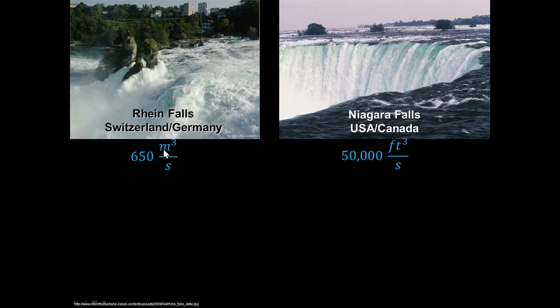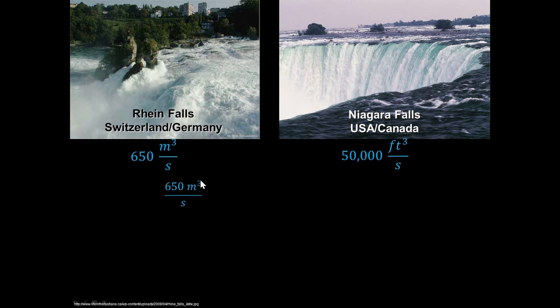All right. These are the Rhine Falls on the border between Switzerland and Germany, and this is the Niagara Falls, which is on the border between the USA and Canada. And metric units for the flow of that would be 650 cubic meters per second, and this would be about 50,000 cubic feet per second. Well, that's a bigger number, but it's a smaller unit. Which one has more water flowing every second over it? So let's convert this one into cubic feet per second. Get them into the same units so we can actually compare.